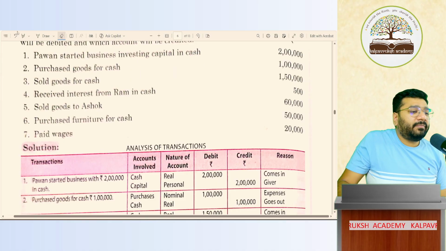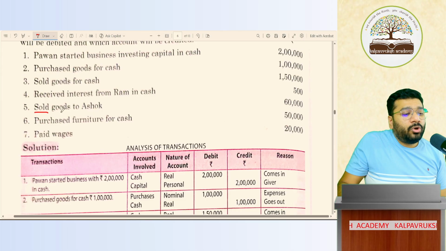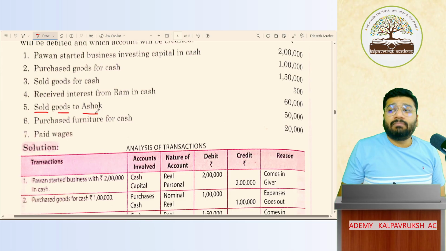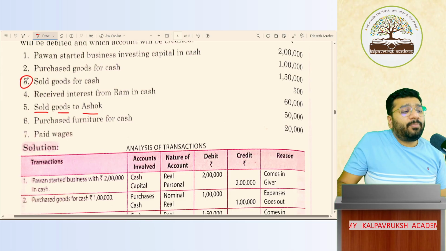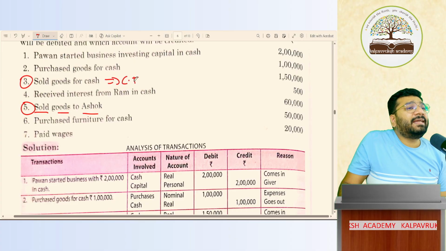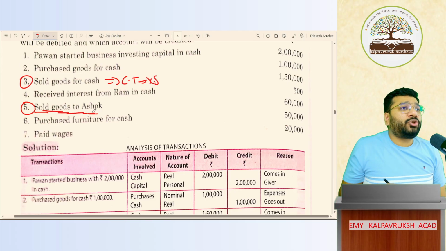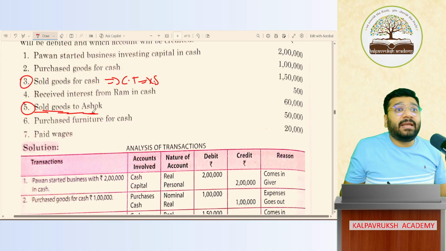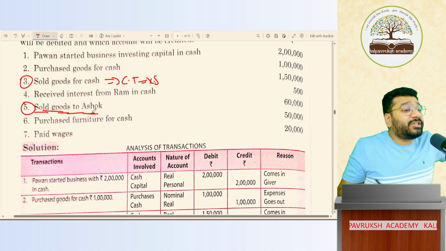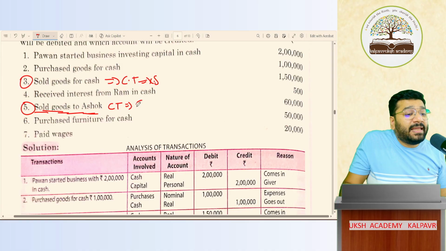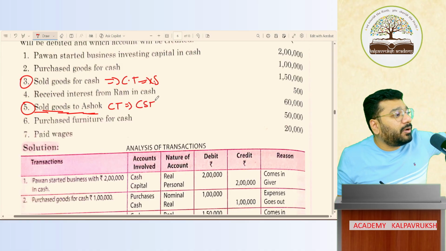Keep the fourth one pending. We'll do the fifth one. Sold goods to Ashok. My question to all of you: third point also sold goods, fifth also sold goods. Both are the same, sir? No, this is a cash transaction, more specifically, cash sale. Sold goods to Ashok. Anywhere have they mentioned that Ashok paid the money? No. So this is what transaction? Credit transaction, more specifically, credit sale transaction. Got it, not got it?